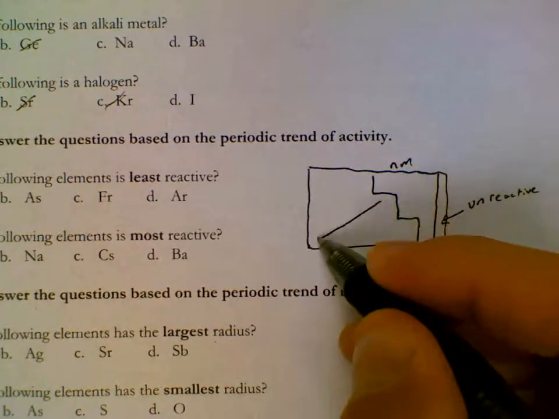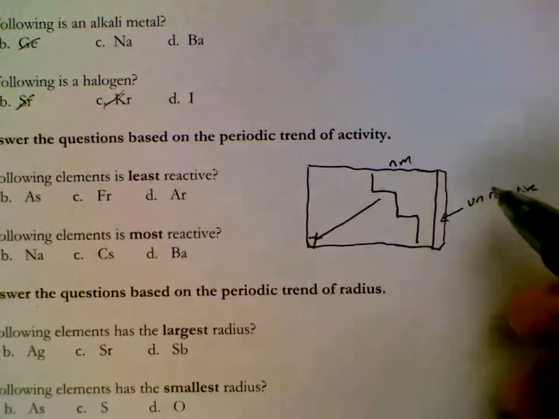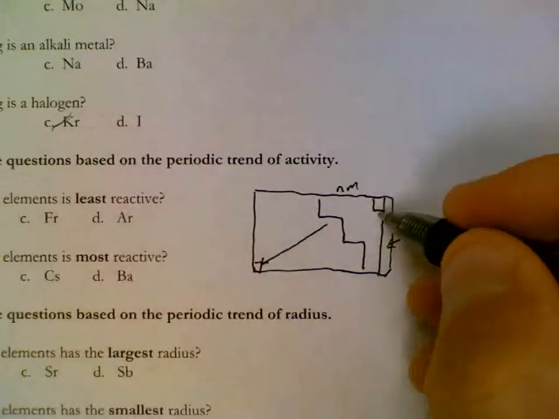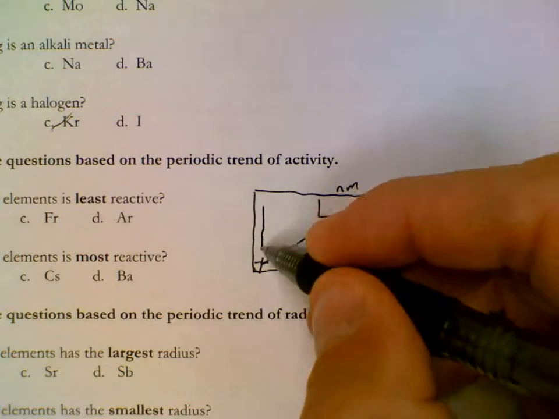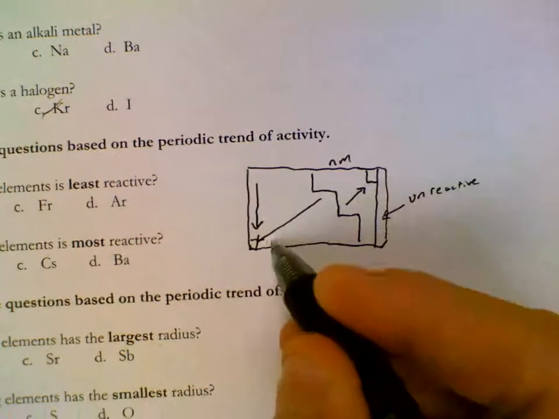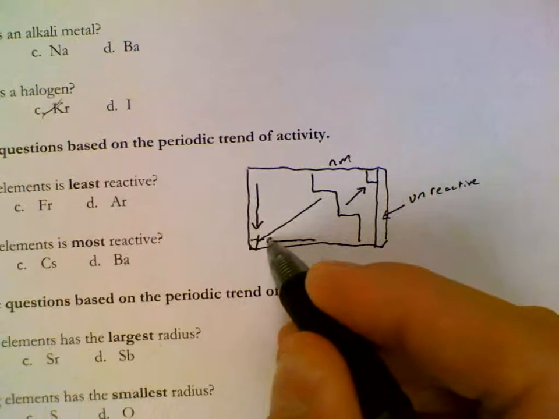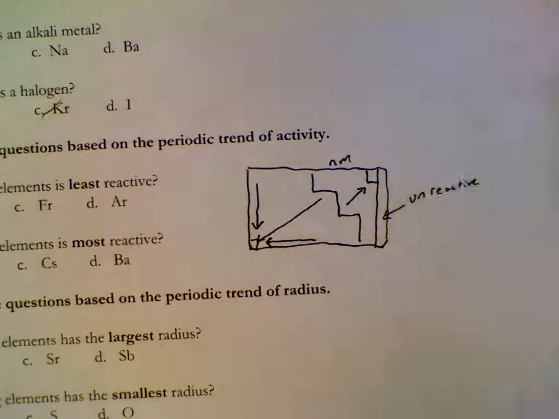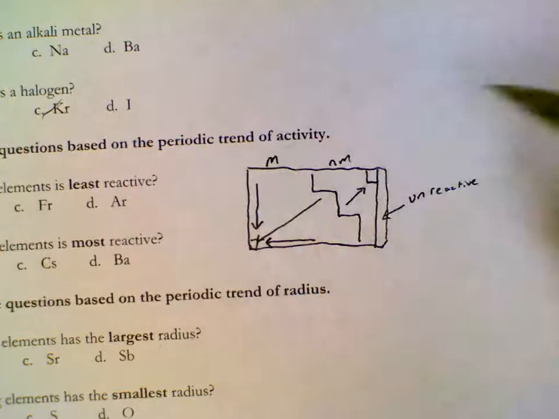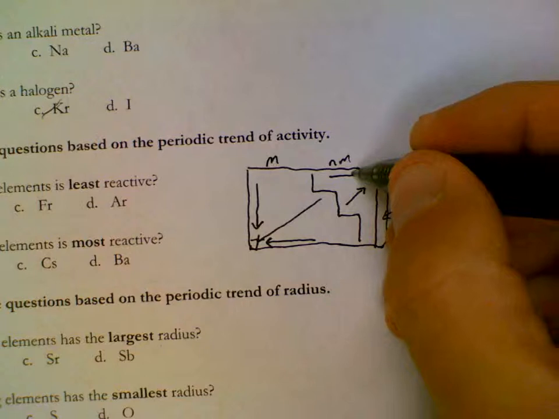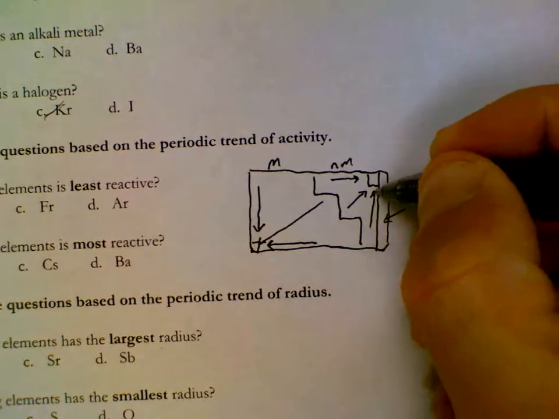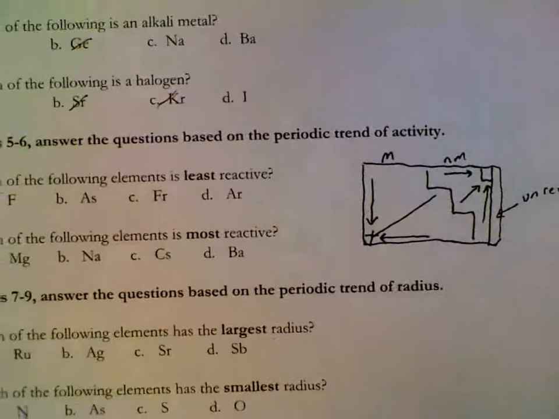Metals get more and more active towards francium. Nonmetals get more and more active or reactive towards fluorine. As you go down on the metal side or to the left on the metal side, they become more active. As you go right or up, nonmetals become more reactive.